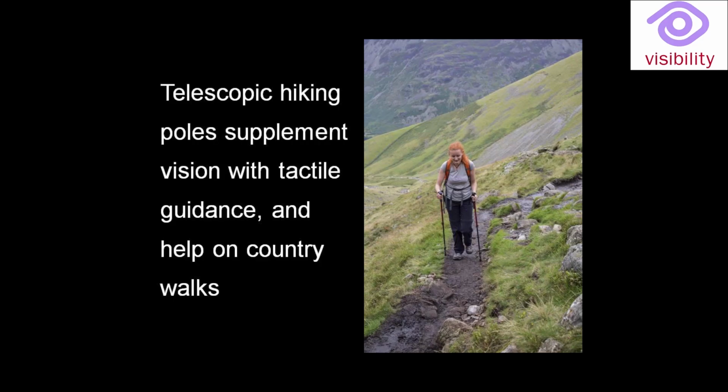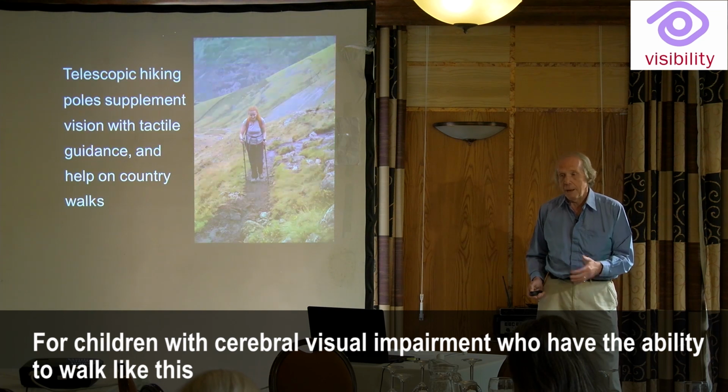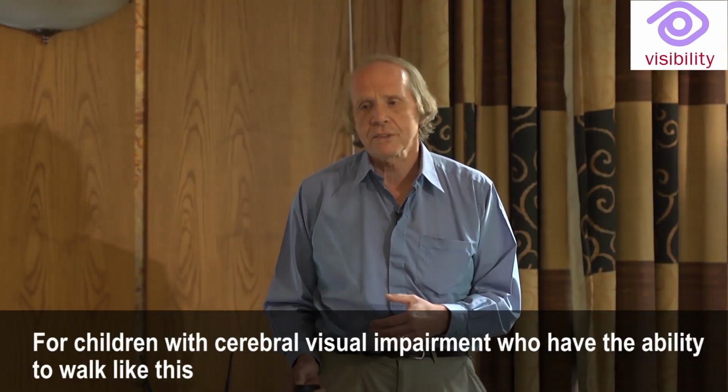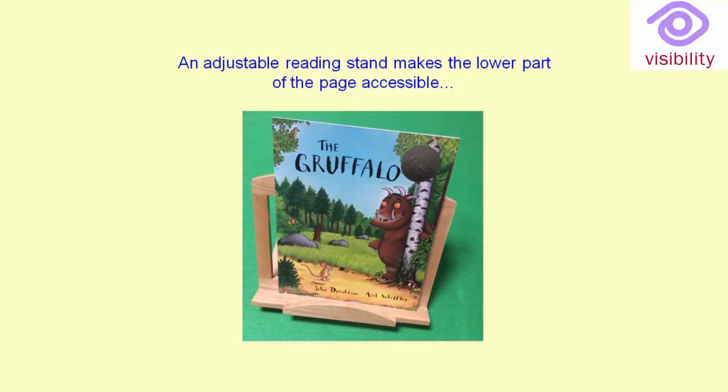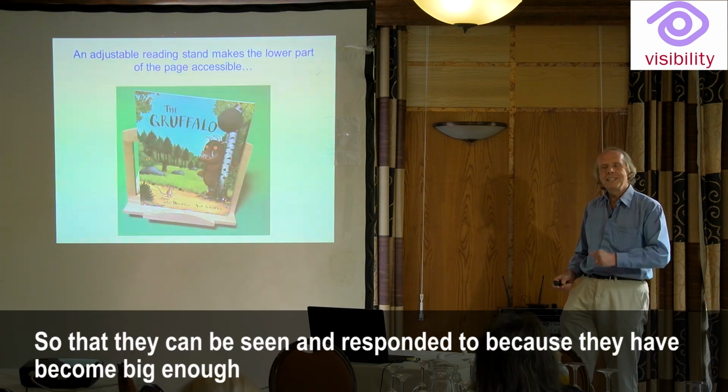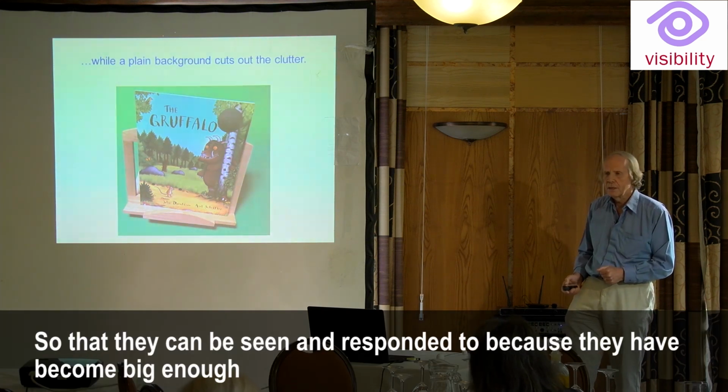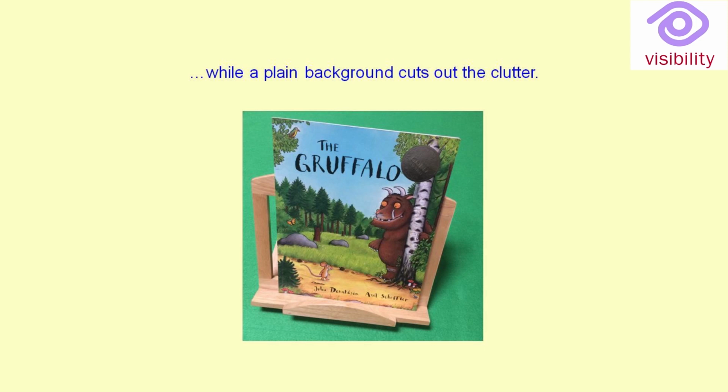Telescopic hiking poles, which have got spring-loaded ends so they don't bang and hurt your wrist, can supplement vision with tactile guidance and can be very helpful on country walks for children with cerebral visual impairment who have the ability to walk like this. An adjustable reading stand makes the lower parts of the page accessible because it's been lifted up into the upper visual field, while a plain background cuts out the clutter.